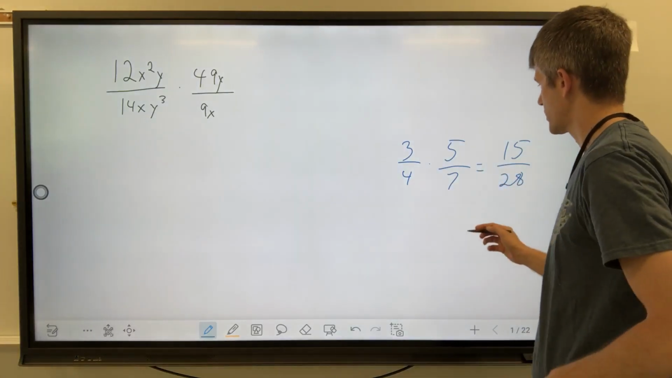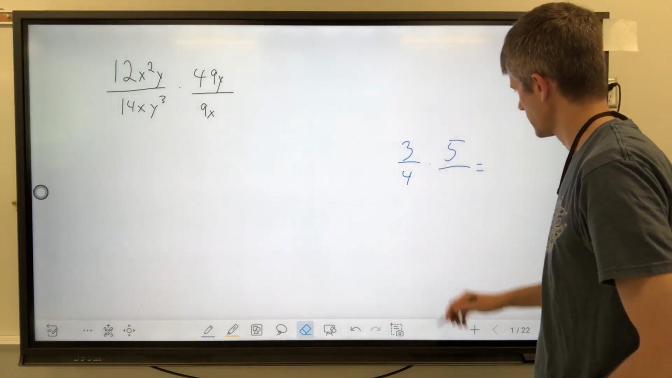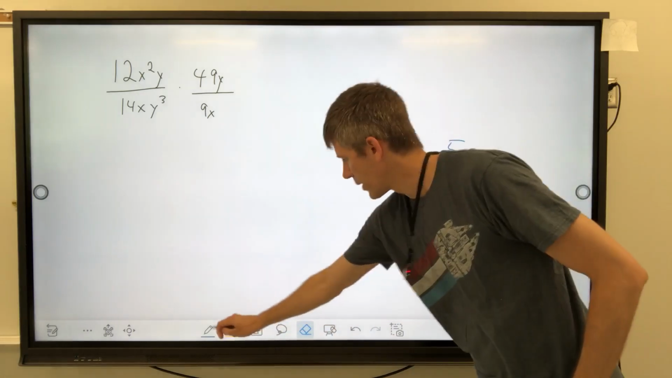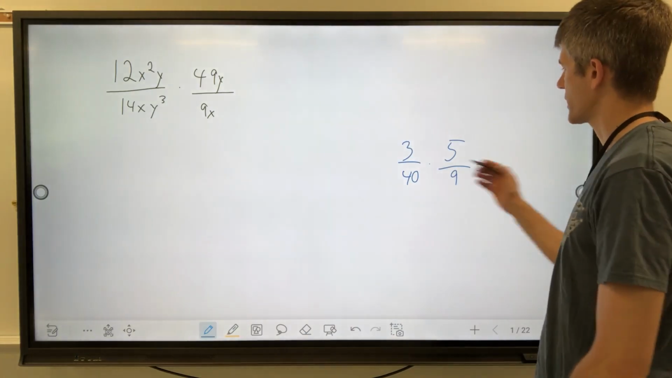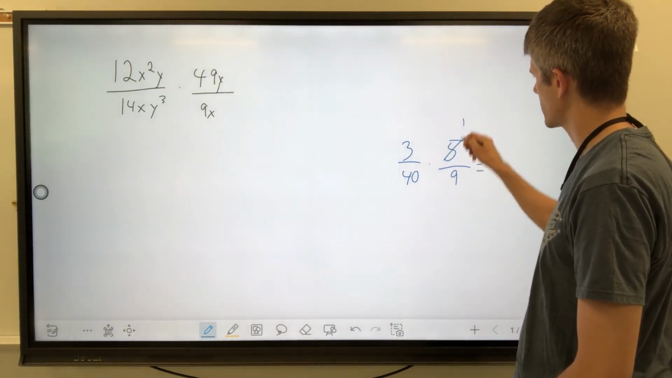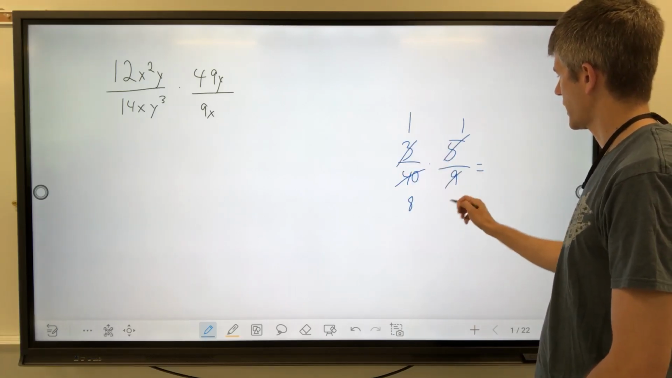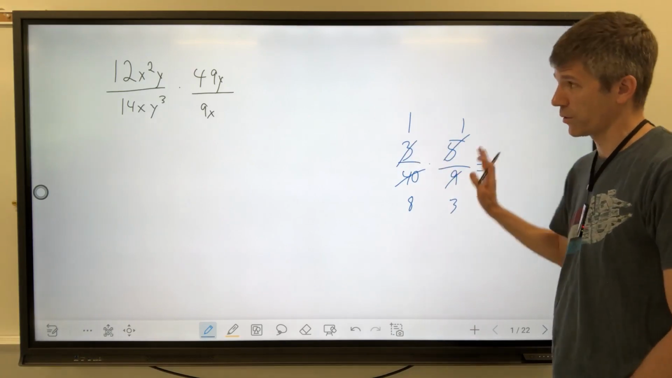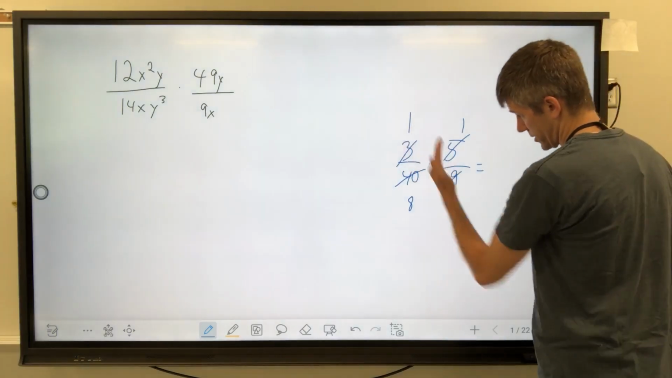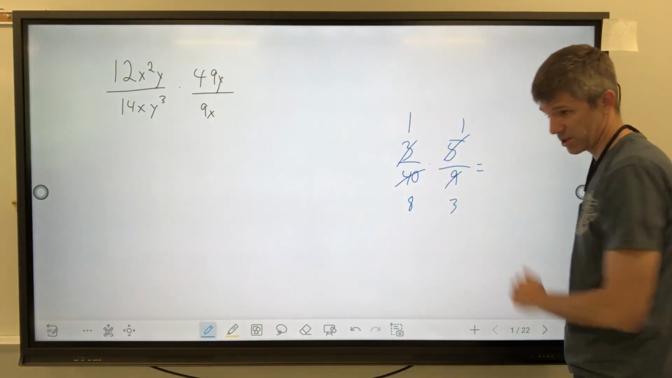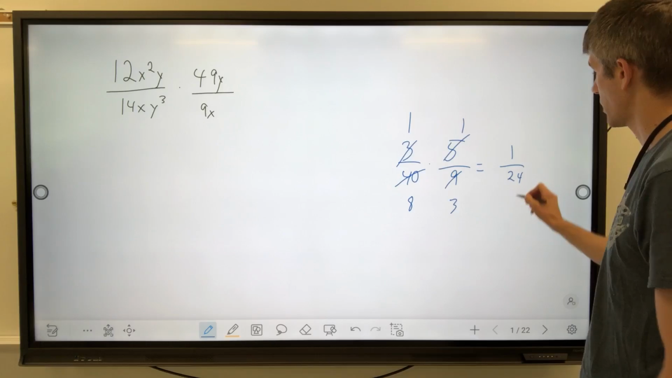For example, if this would have been instead 40 and this would have been 9, I would say, oh, well, I can reduce some stuff. 5 goes into itself 1 time, 5 goes into 40 8 times, 3 goes into itself 1 time, 3 goes into 9 3 times. I can reduce the individual fractions, potentially, not in this case, but I can also reduce numerator, denominator, anywhere as long as I have multiplication in between them. And that leaves me with 1 over 3 times 8, so 24. That's what that one would be.